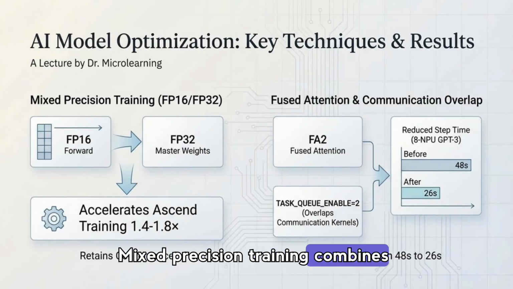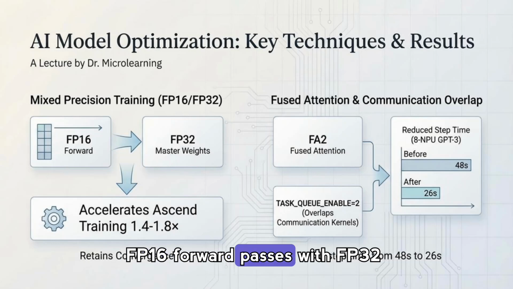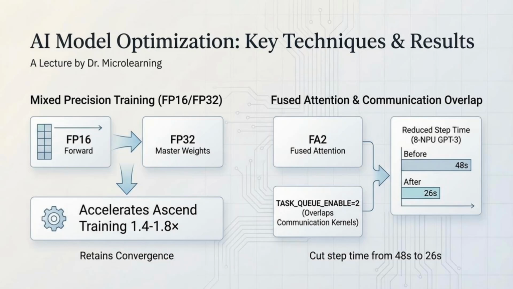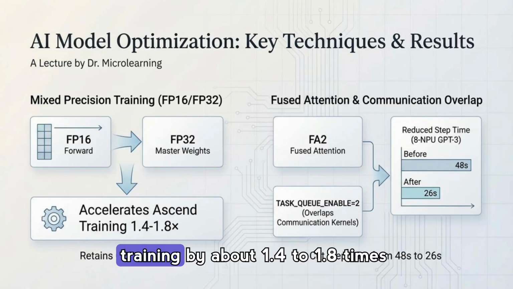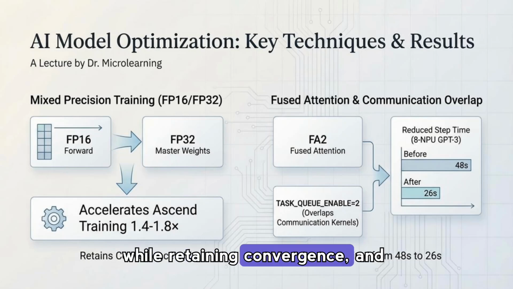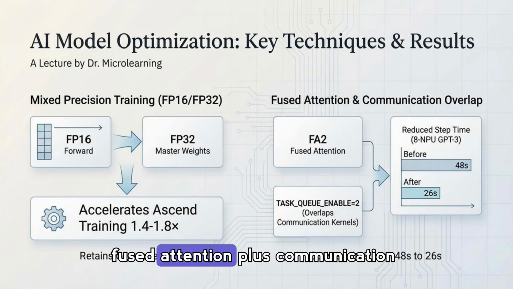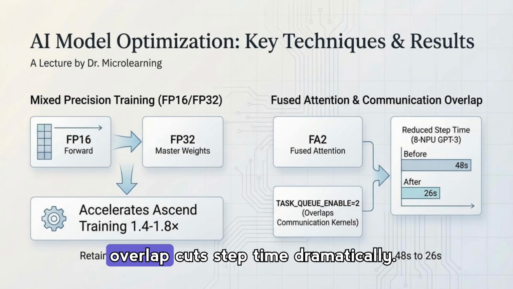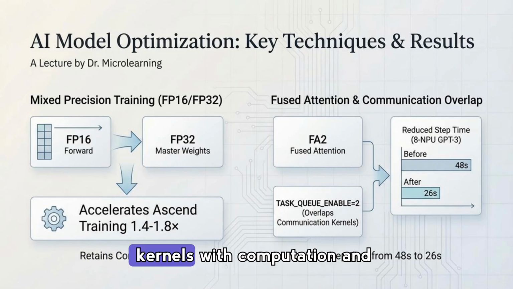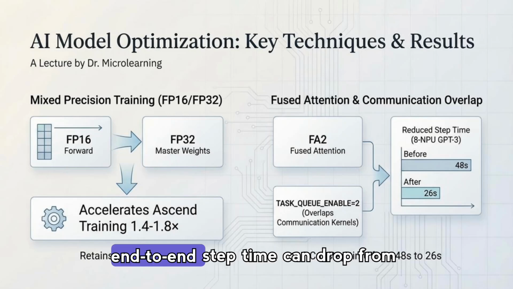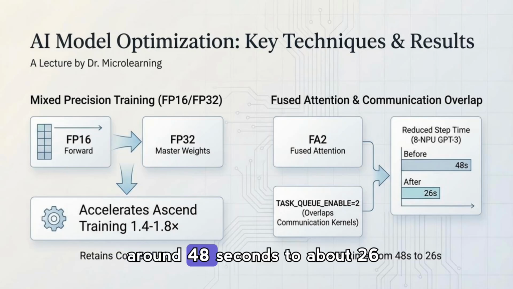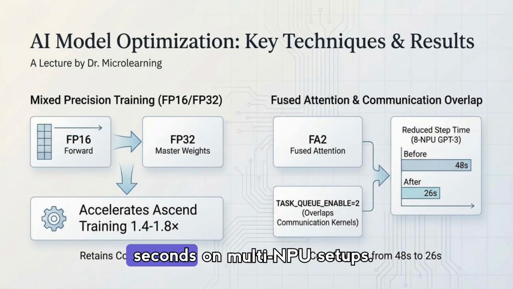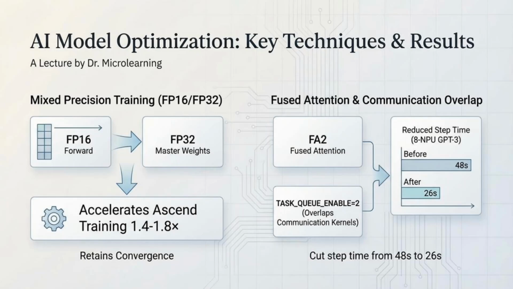Mixed precision training combines FP16 forward passes with FP32 master weights to accelerate training by about 1.4 to 1.8 times while retaining convergence, and fused attention plus communication overlap cuts step time dramatically. By overlapping communication kernels with computation and enabling kernel queuing, NeMo step time can drop from around 48 seconds to about 26 seconds on multi-GPU setups.